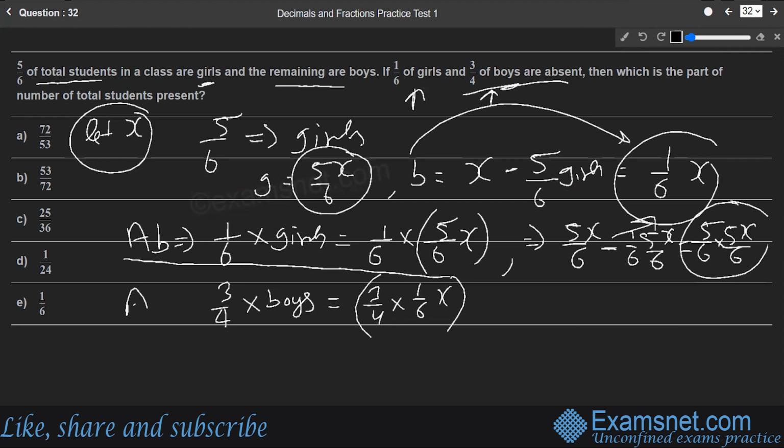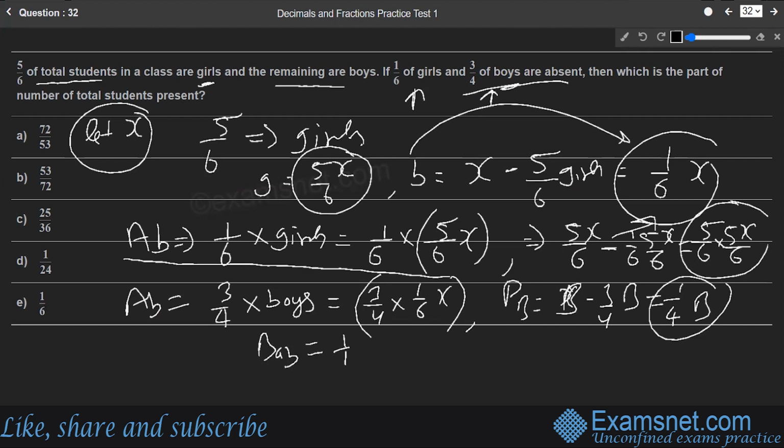Now similarly, the absent boys are 3 by 4 of the boys. So how many boys will be present? The present boys will be boys minus 3 by 4 of boys, that is actually equal to 1 by 4 of boys. So the boys present will be 1 by 4 of the boys' strength, that is 1 by 4 of 1 by 6 of x. And the girls present will be how many? We just calculated 5 by 6 of 5 by 6 of x. These will be the girls present. These are the boys present.